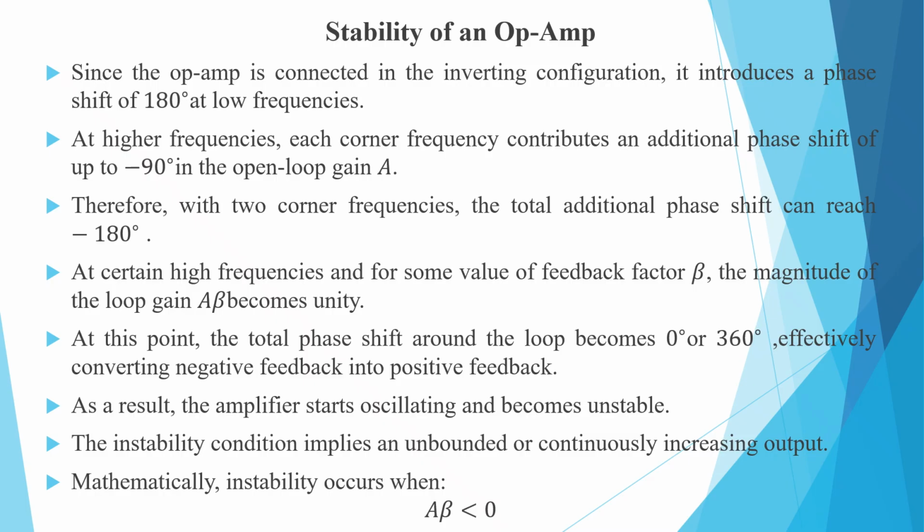If the loop gain magnitude satisfies A beta equal to 1, the circuit begins to oscillate continuously. This phenomenon leads to instability in the amplifier. Instability means the output is no longer controlled and may grow excessively or sustain oscillations even without an input signal. Therefore, practical op-amp circuits are designed with proper frequency compensation techniques to maintain stability.